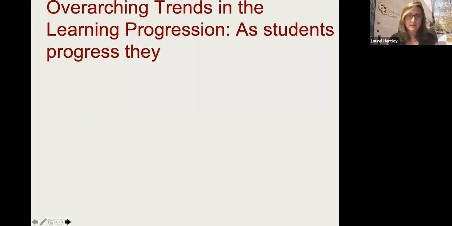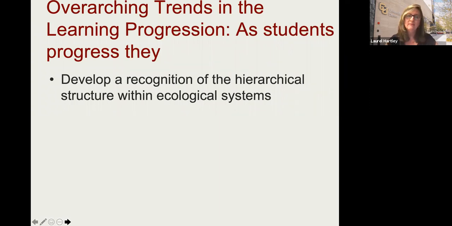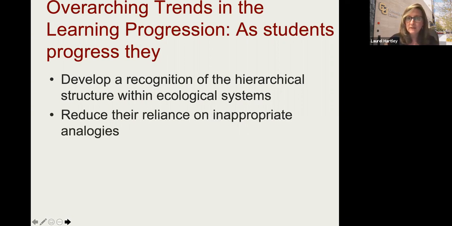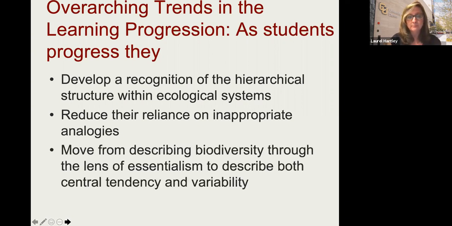So to summarize all that again, as students progress, they develop a recognition of hierarchical structure within systems. They reduce their reliance on inappropriate analogies. And it's not that analogies are always bad. Sometimes analogies are appropriate, but not always when they're anthropomorphic. They move from describing biodiversity through the lens of essentialism to describing both central tendency and variability. For example, if you showed them two pictures of prairie dogs and asked how they vary, they would have a lot more ideas about the different ways that they might vary: physiologically, gender, lots of different things.